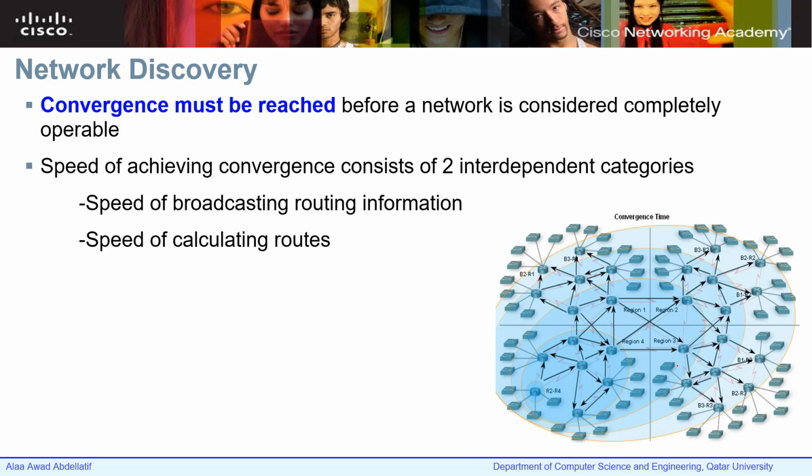If I am calculating this route with very low speed, it means that the convergence will be slow. If I am calculating these routes very fast, it means that the convergence will be fast. So the speed of convergence, or time until convergence, depends on the speed of broadcasting or exchanging routing information and the speed of calculating the best path. These are the two factors that affect the speed of convergence. Okay.